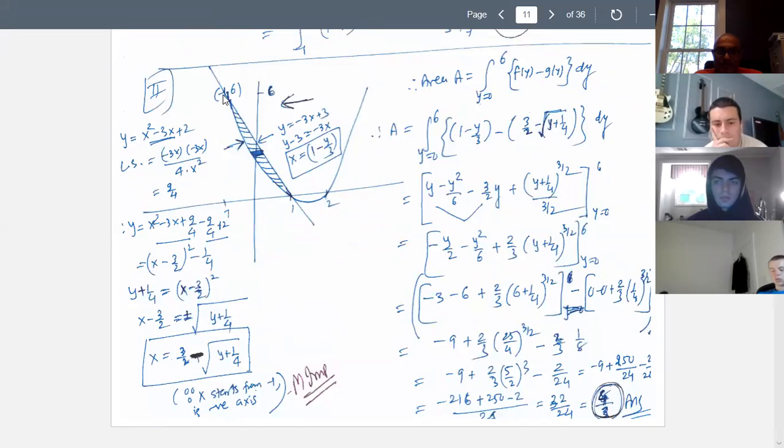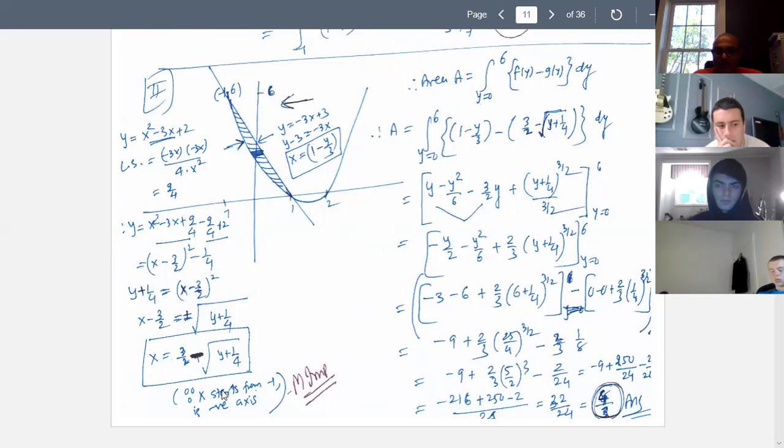Your x starts from negative 1. This is your negative 1, and it goes up to 1. X starts from negative 1 to 1. That means you are starting from the negative side. And that's why I have taken over here 3 by 2 minus square root of y plus 1 by 4. The parabola starts from here. Now minus square root of y plus 1 by 4.